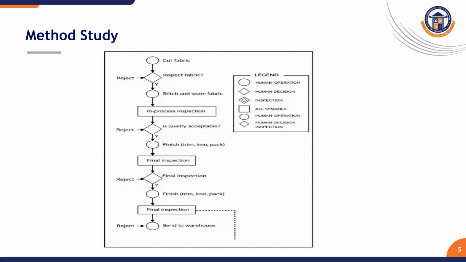So in the same thing, please see the legend on the right hand side. Human operation is denoted as O. A diamond is denoted as a human decision. A diamond inside a diamond is denoted as inspection. Square is actually an inspection, but all symbols go into the square. Zero is human operation, and diamond again is human decision and inspection, depending.